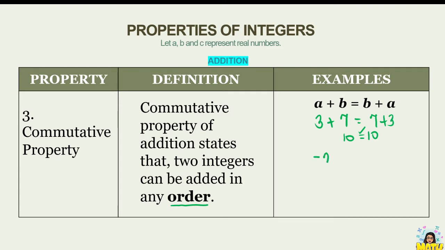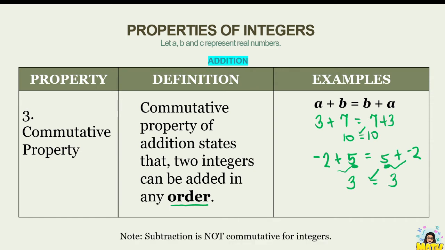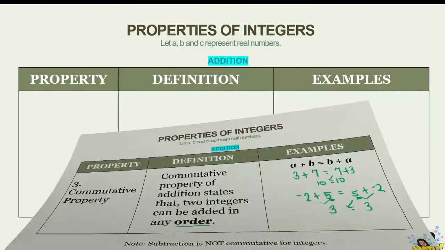Another one, we can have negative 2 plus 5, or we can have 5 plus negative 2. Since they have opposite signs, subtract their absolute values and copy the sign of the higher absolute value. So they will still be both positive 3. So, dito rin, hindi rin pwede ang subtraction because hindi nga pwedeng magpalit yung minuend and subtrahend.